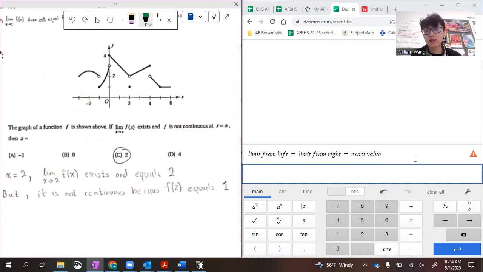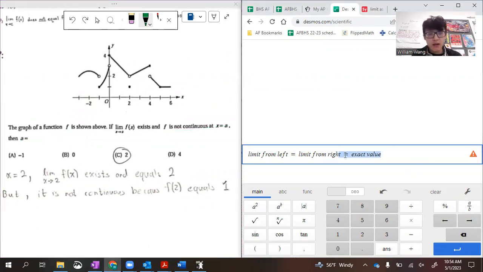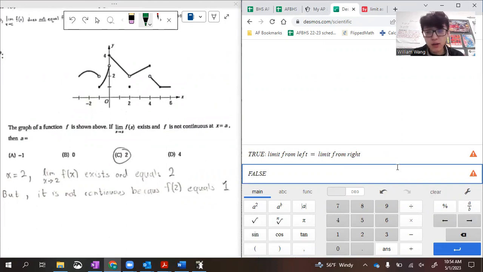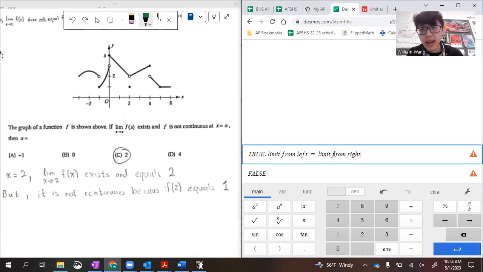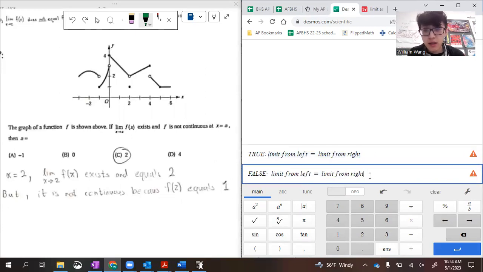They're actually saying this. They're saying that this is true. The limit from the left is equal to the limit from the right. But what's false is when I add in that extra step, that it's equal to the exact value. So there's some point on the graph where the limit from the left is equal to the limit from the right, but it is not going to be equal to the exact value. So let's see where that happens.